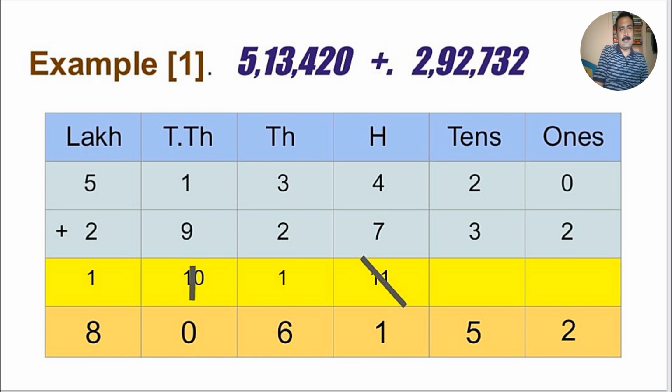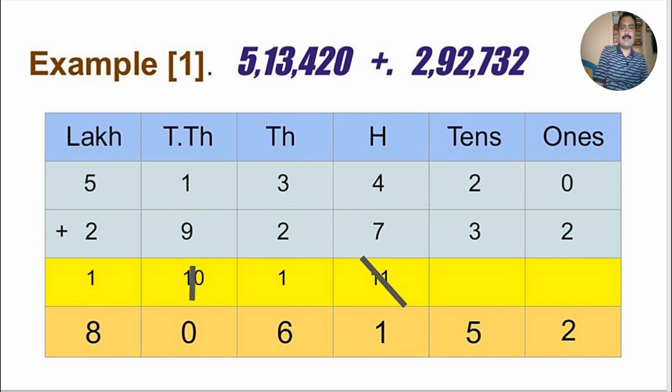Let's move towards the 1000 column. We continue the addition of 3 and 2. So 3 plus 2 is 5, and we add the carry 1 to that 5. So 5 plus 1 is 6. Now in the 10,000 column we have the addition of 1 and 9. So 1 plus 9 is 10. So for 10 we write 0 in the 10,000 column, and 1 we take as a carry into the lakh column.